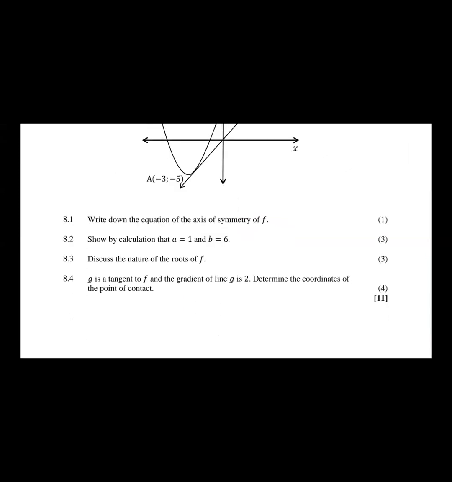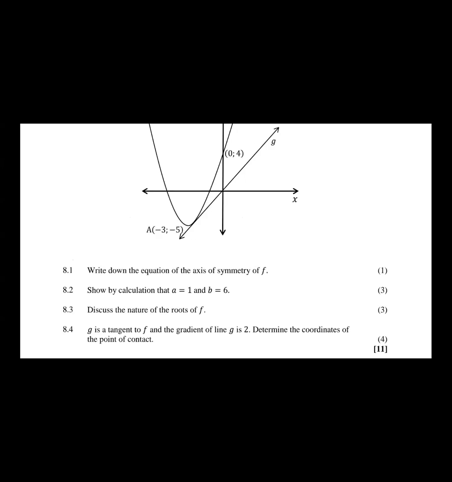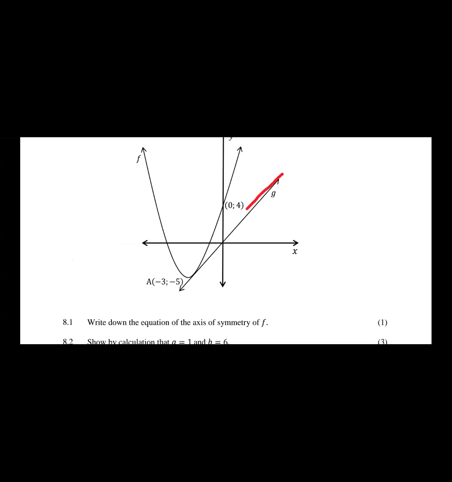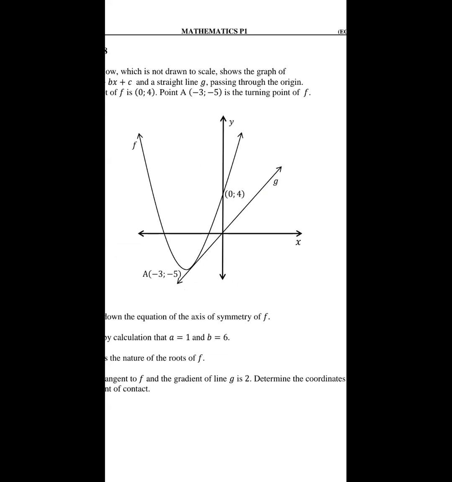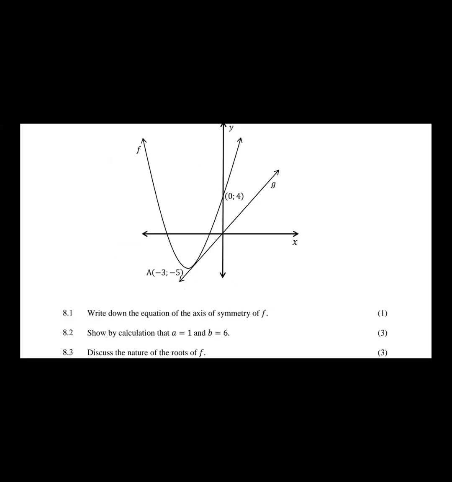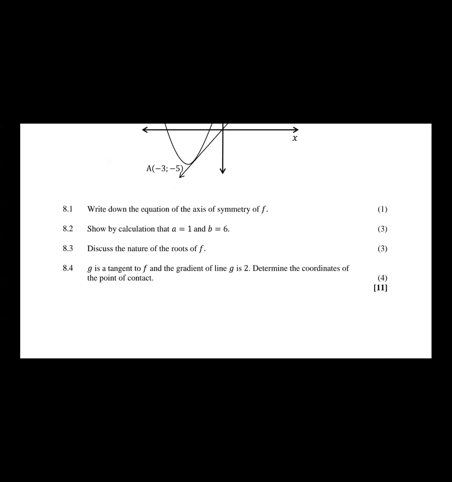Now, here's another interesting question. They said g is a tangent to f, and the gradient of line g is 2. They're saying this line is a tangent and has a gradient of 2. Since the gradient is 2, determine the coordinates of the point of contact.